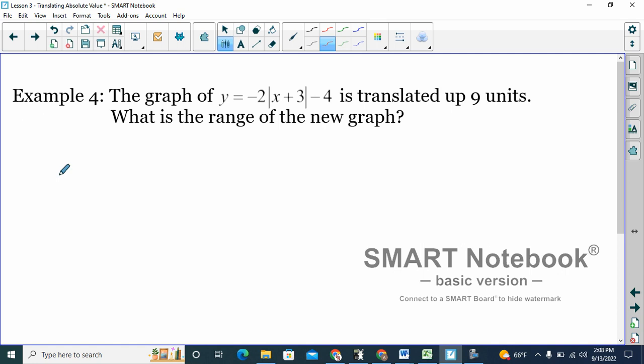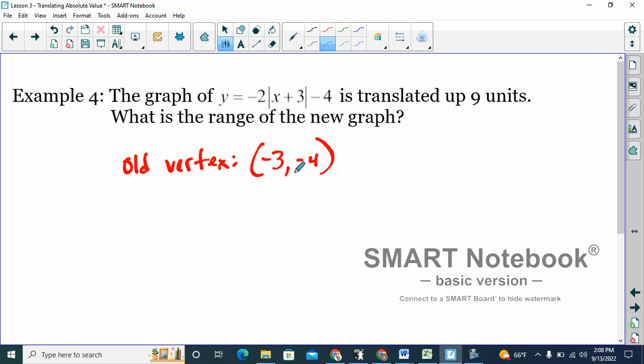Example 4, the graph of y equals -2 times the absolute value of x plus 3 minus 4 is then translated up 9 units. We were asked what the range of the new graph is. Y equals -2 times the absolute value of x plus 3 minus 4 gets translated up 9. What is the range of the new graph? So my old vertex was left 3 down 4. So -3, -4.